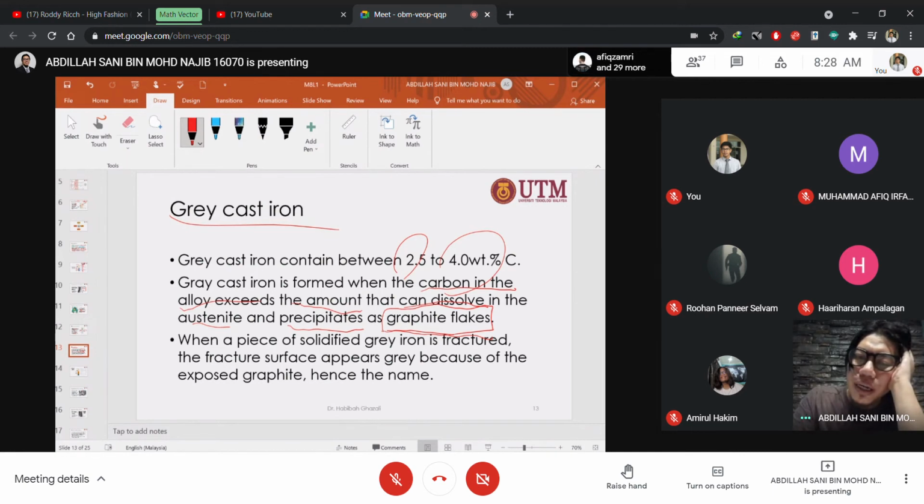As a comparison with the white cast iron, when the gray cast iron is fractured, the surface appears gray because of the presence of the graphite. So this is how it gets the name gray cast iron, because there is graphite.